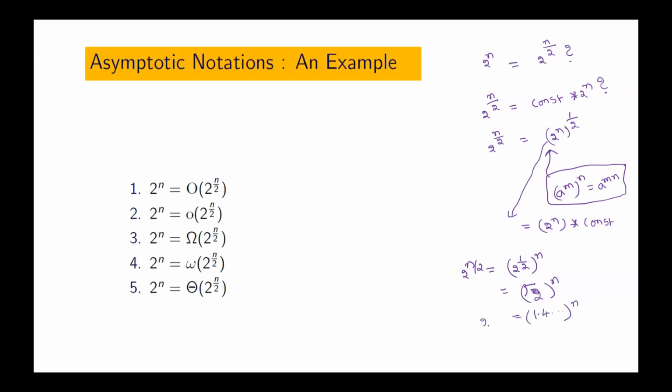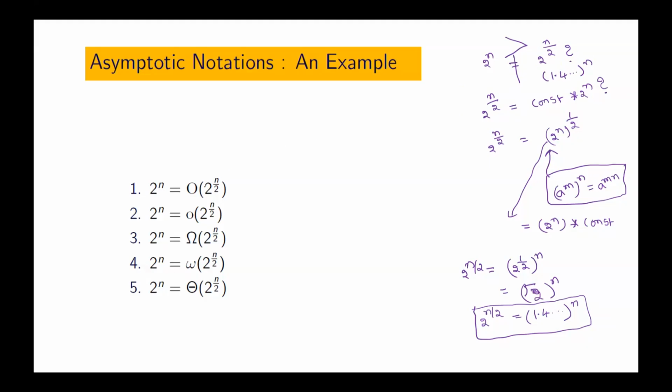Now based on this, we can easily say that it is 1.4 something power n. Is that okay? The two are not equal. In fact, which is lower? 2 power n by 2 is strictly lower. Why? Because this is 2 power n, and this is 1.4 something power n. Is there any doubt?